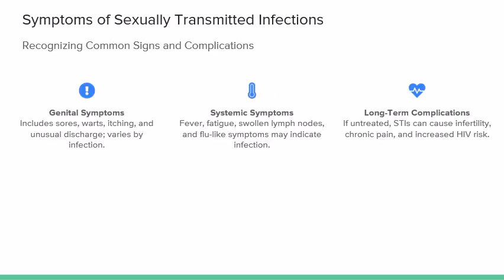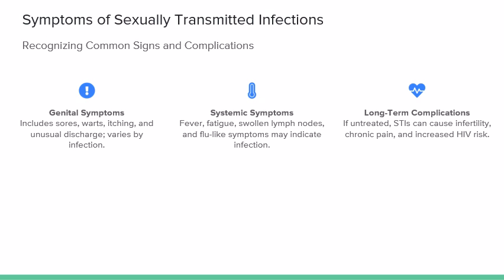Recognizing the symptoms of sexually transmitted infections is crucial for early diagnosis and treatment. However, many STIs are asymptomatic, making regular screening essential. Genital symptoms are the most noticeable and include unusual discharge, sores, warts, itching, and burning sensations during urination. These symptoms can vary depending on the infection and may go unnoticed for long periods.